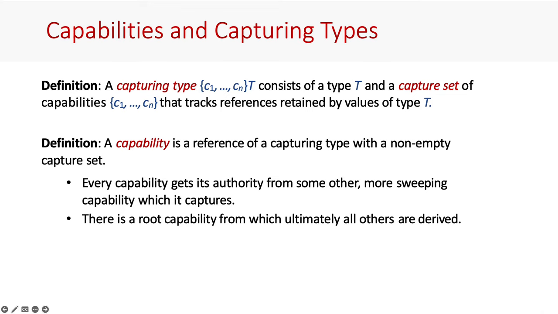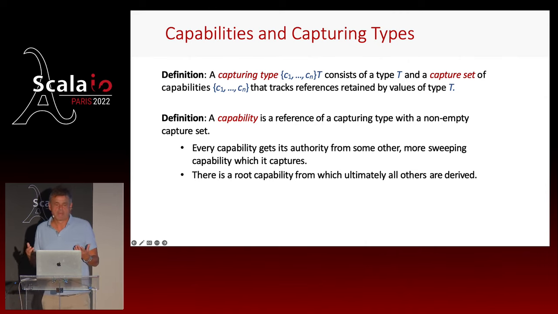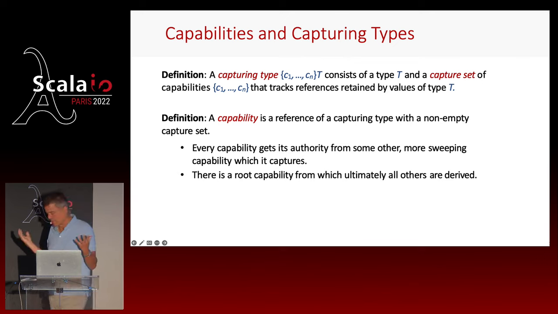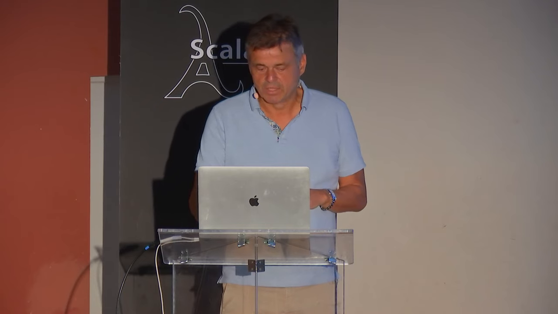And what then is a capability? Well, a capability is essentially just a reference to a parameter, typically, can also be a local variable. The parameter or local variable is made into a capability because it has a non-empty capture set. So not every variable can be a capability, but only a variable that itself captures something else. Then you say, well, there must be some end to this, there must be some root where all the captures come from, and indeed there is. There's a root capability, which we call star, from which ultimately all others are derived. Interestingly enough, I think this is a type-systematic description of the object capability model, which is well known in programming, mostly in security settings, and so far has been dynamically typed only.